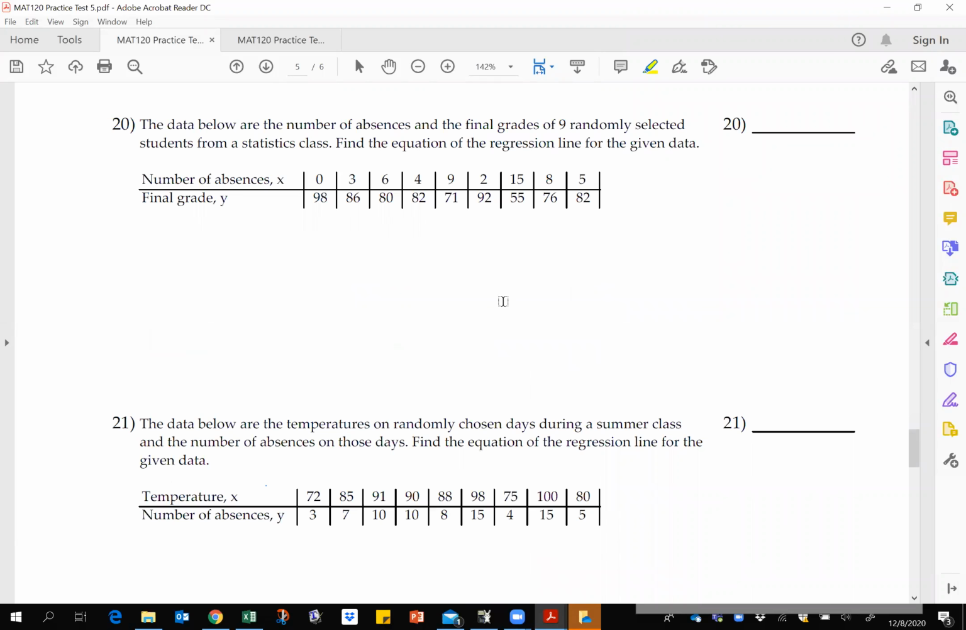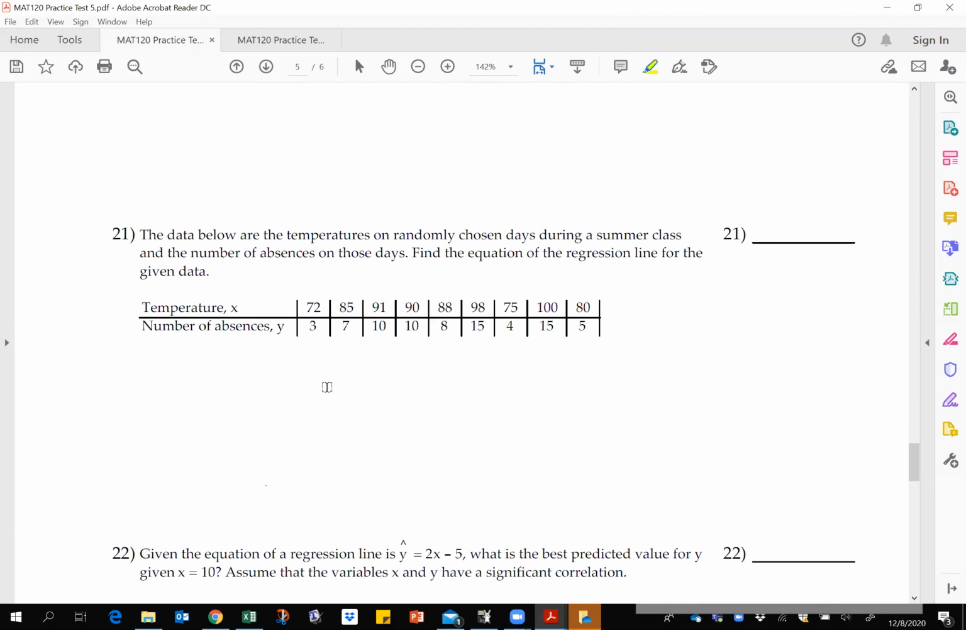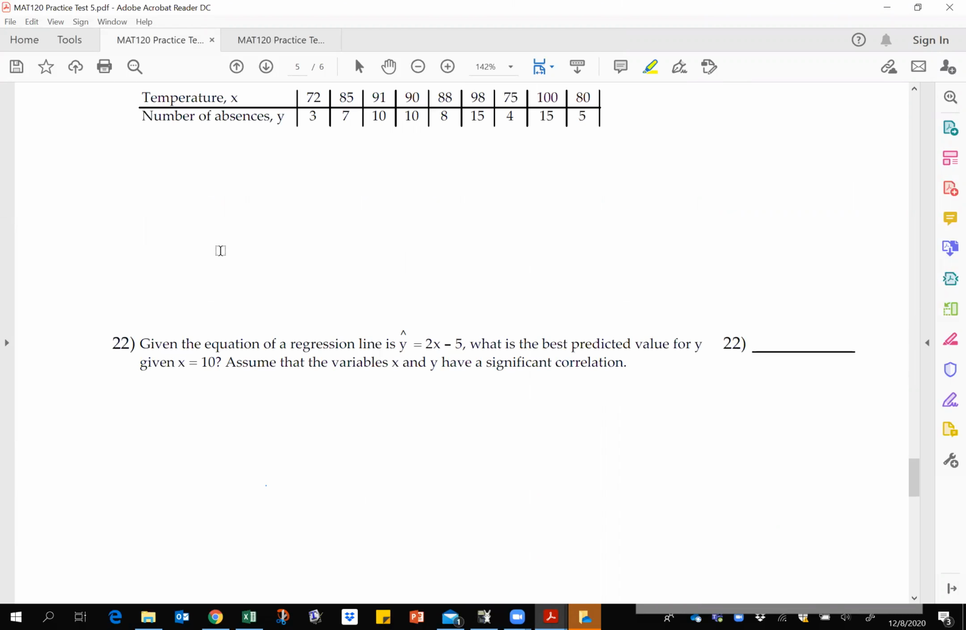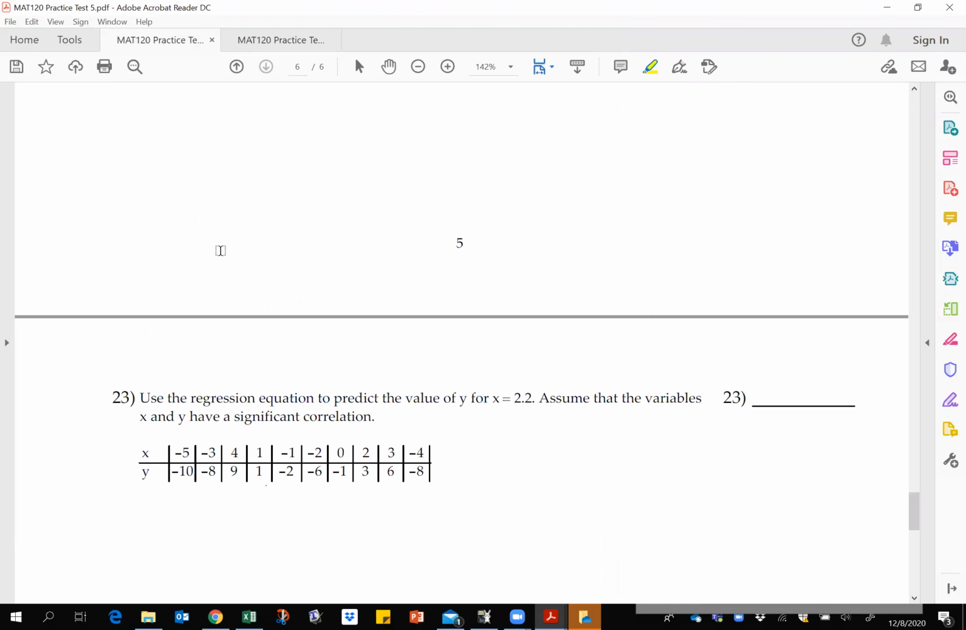So if nobody does, 20 and 21 are the same. So I'm just going to skip those. The solutions are on the D2L. Let's look at 2 more though.